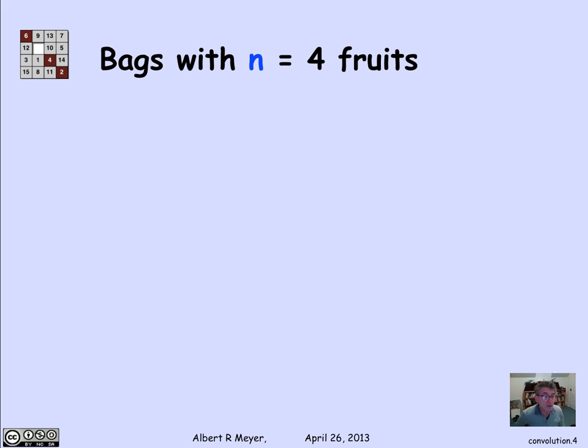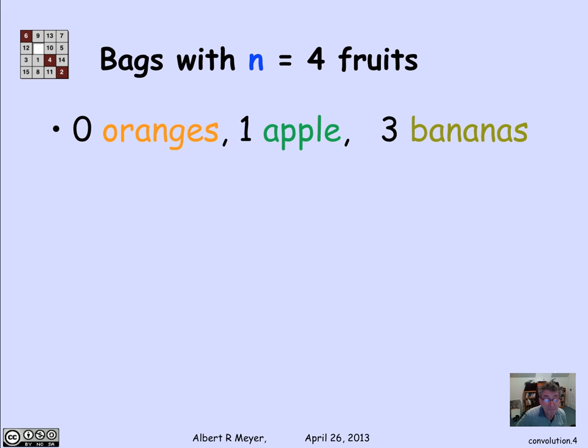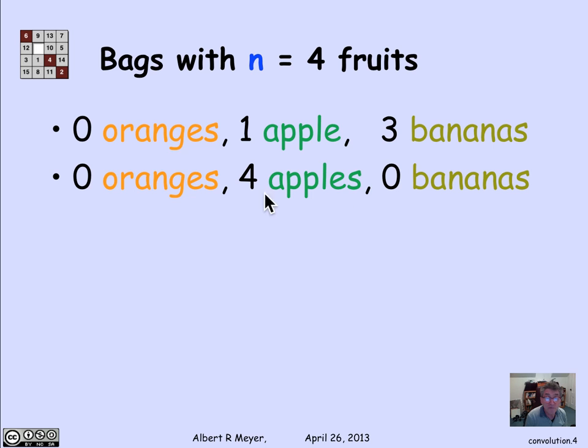How many ways are there to choose four fruits subject to these constraints? Let's count by classifying based on how many oranges we choose. If I choose zero oranges, then I can choose one apple, in which case I choose three bananas, or I can choose four apples and no bananas. Given zero oranges, the only choices for the number of bananas are zero or three, and I fill the rest in with apples.